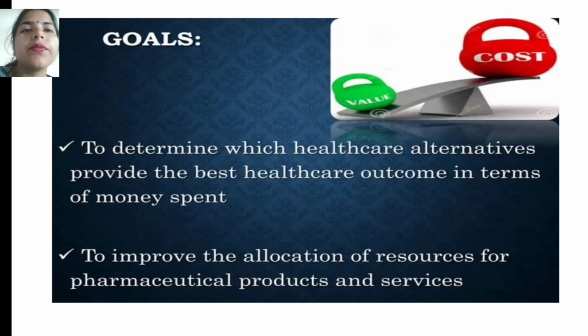Next are the goals: to determine which healthcare alternatives provide the best healthcare outcome in terms of money spent, and to improve the allocation of resources for pharmaceutical products and services.